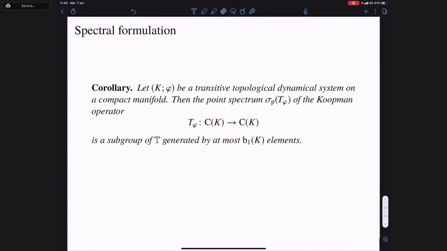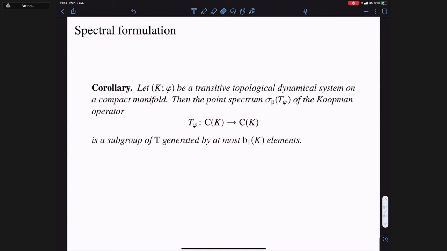Okay, thank you, Nikolai, for this beautiful connection between operator theory and algebraic topology. Are there any questions or comments? I have a question. Please go ahead.